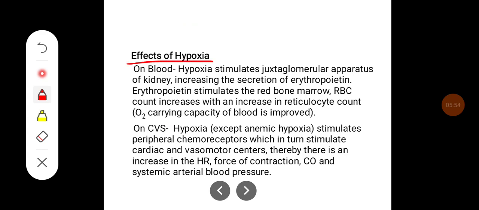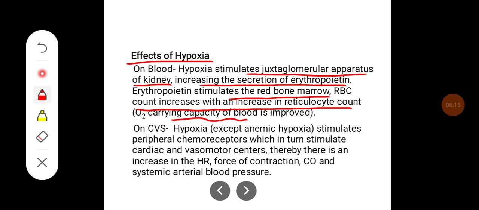Effect of hypoxia in various systems on blood. Hypoxia stimulates the juxtaglomerular apparatus of the kidney, increasing the secretion of erythropoietin. Erythropoietin stimulates the red bone marrow. RBC count increases with an increase in reticulocyte count, and eventually the oxygen carrying capacity of the blood is improved.